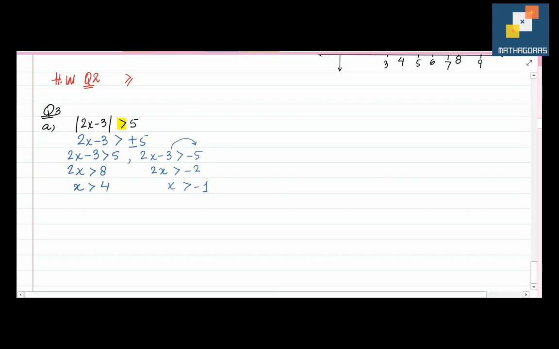Since the sign is greater than, that means you need to go outside the curve. Roughly, if I say this value is negative 1 and this value is 4, you need to go outside the curve. That means the value of x should be greater than 4, and the value of x should be less than negative 1. If I highlight the region, on this side x values are decreasing, and on this side x values are increasing. So that is your range for the values of x.